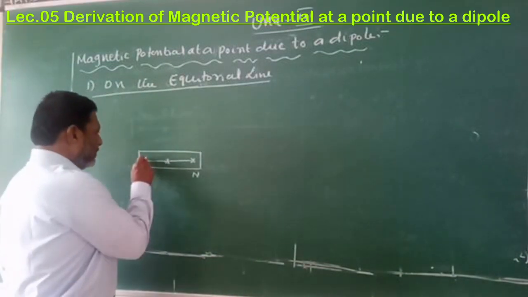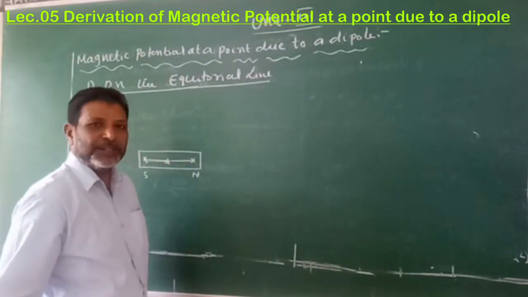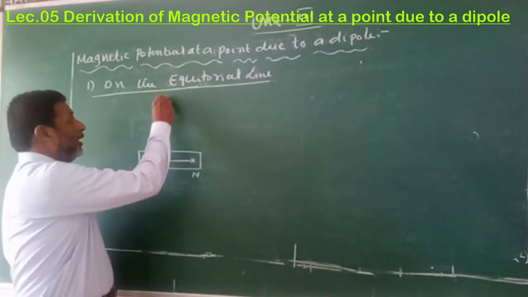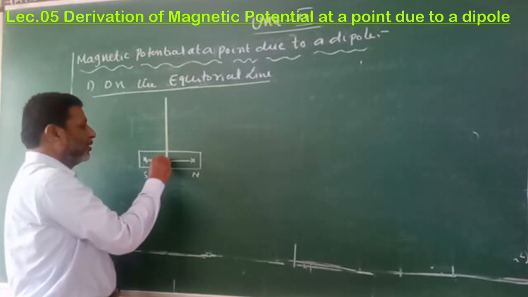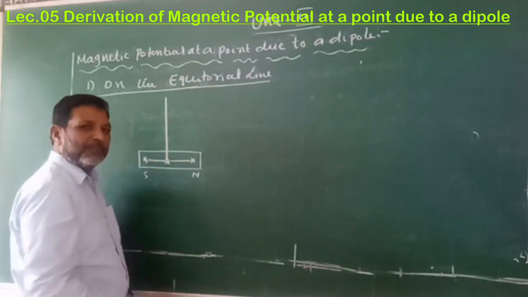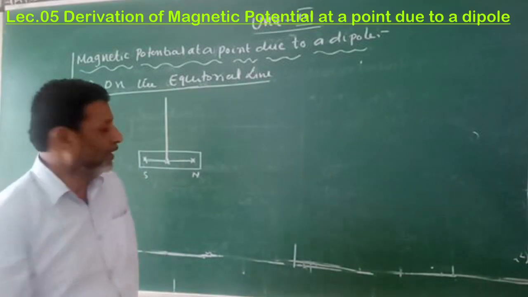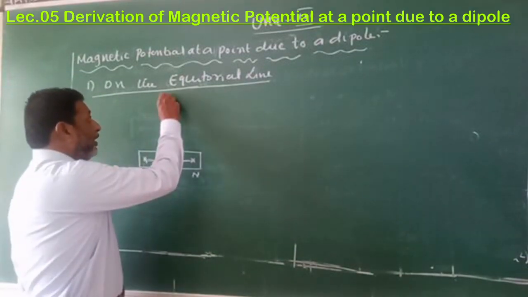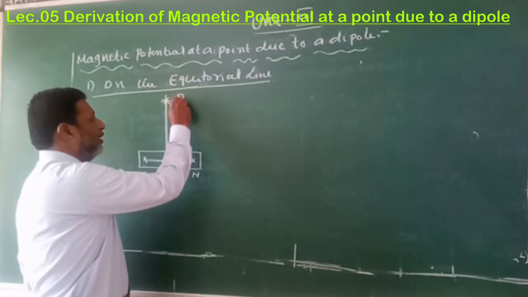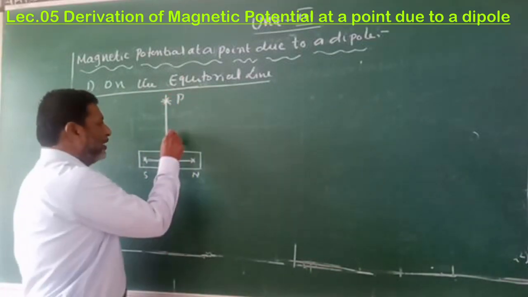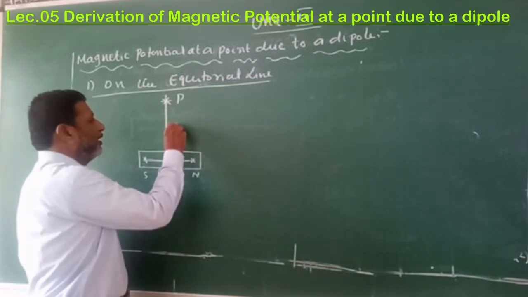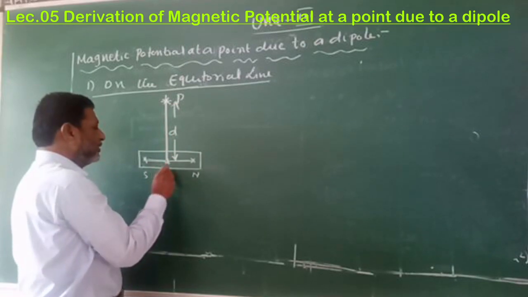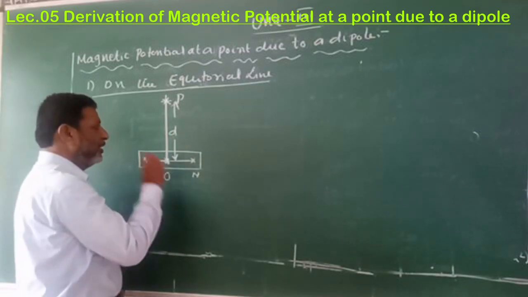Now here, this is a line passing through the north and south poles, and the line passing through the center perpendicular to the length of the magnet is called the equatorial line. Now, you take any point P on the equatorial line, which is at a distance of d from the center of the magnet.